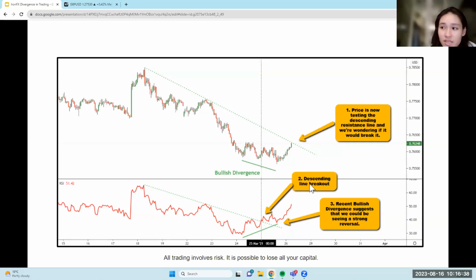Second point, we see this descending trend line breakout on our RSI chart. And third point, we have a bullish divergence. So remember, for bullish divergence, price is making a lower low, and RSI, or whichever indicator you choose to use, so it can be RSI, MACD, stochastic, whatever oscillator you choose, that indicator will show a higher low. So that is a bullish divergence. And over here we have that. And combining all of these 3 points, it suggests that we could be seeing a very strong reversal on our price chart.